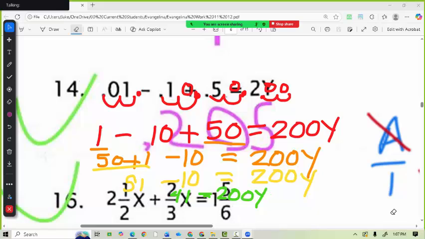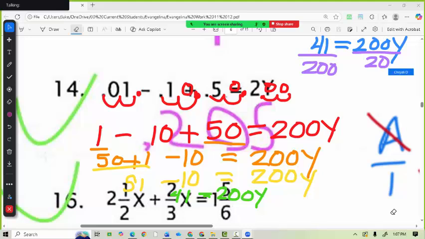And now for this, we have to just divide both sides by 200. So I'm going to write it on the top up here. So we have 41 equals 200y. Now divide both sides by 200. This cancels. And I think those are relatively prime. 41 is not going to go into 200, and they don't have any common factors. So 41 over 200 equals y.